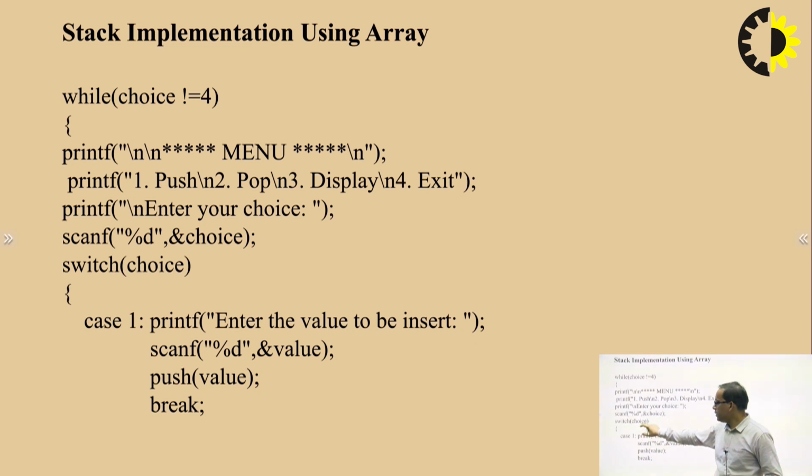Case 1: if we have entered the value of choice as 1, then 1 corresponds to insertion. So we have to enter the value to be inserted. That value will be accepted from the user, and that value is passed as a parameter inside the push function. So this is basically the calling of the push function inside main. When this particular statement executes, the program control transfers to the definition of the push function, the segment of the program where we have defined the push function later.